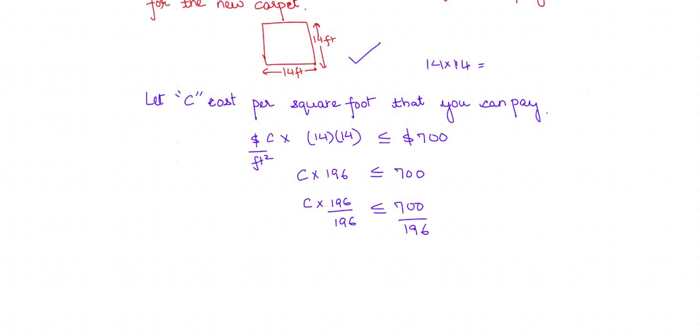So C is less than 700 over 196, which is around $25 over 7. Or we can say it's around $3.57.